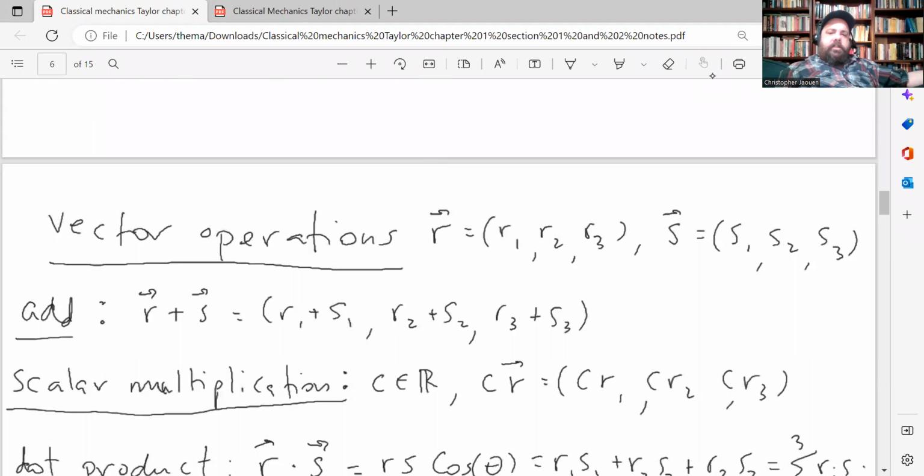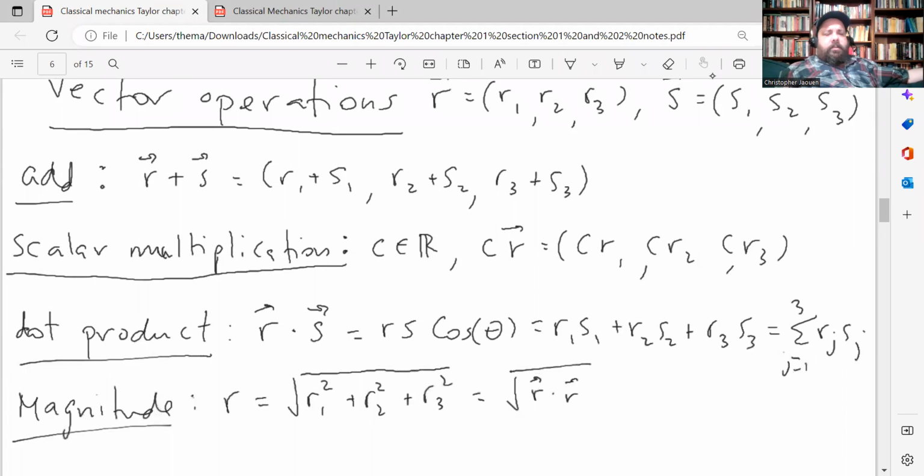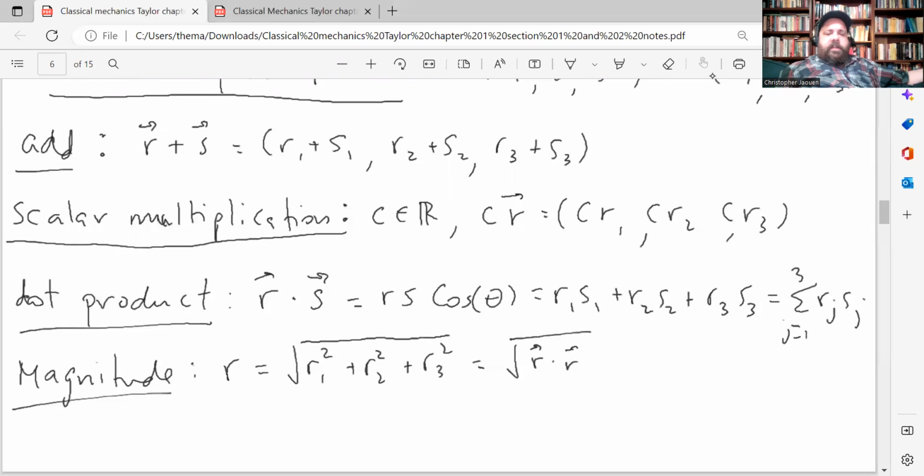Okay, then he talks about some vector operations, things that we're already familiar with. You can add vectors together. You can multiply a vector by a scalar. These are the definitions in terms of the coordinates. You could take the dot product. You can find the magnitude. All of this stuff is things that we've talked about in Shiffrin, in his sections 1.1, 1.2.